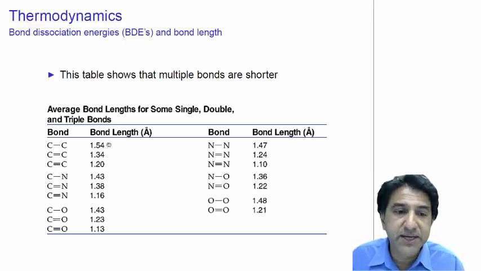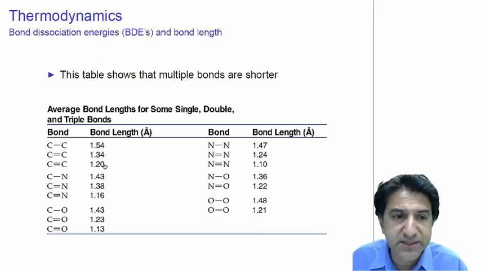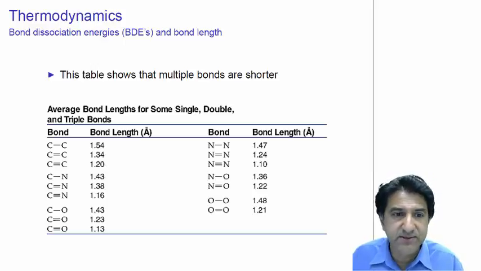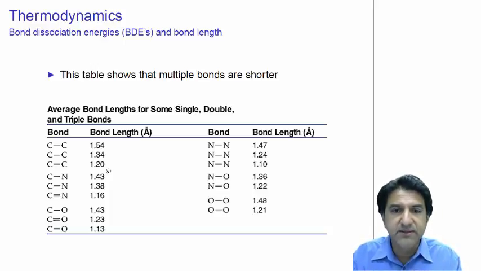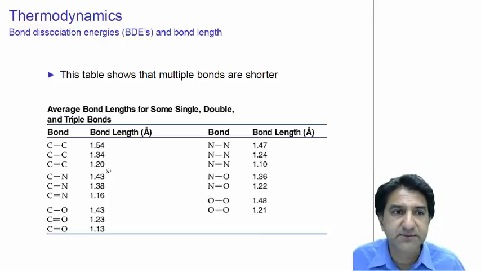But we also know now that as the bond length gets shorter, the bond dissociation energy gets larger. The energy required to split the bond up gets larger as the bond length gets shorter. Makes sense, doesn't it? The more tightly held the atoms are, the closer they are together, and the harder it is to pull them apart.